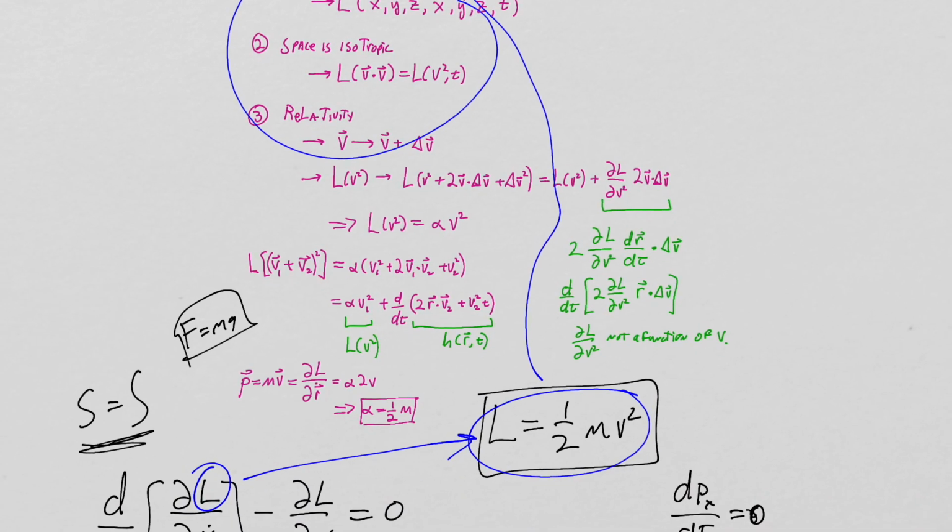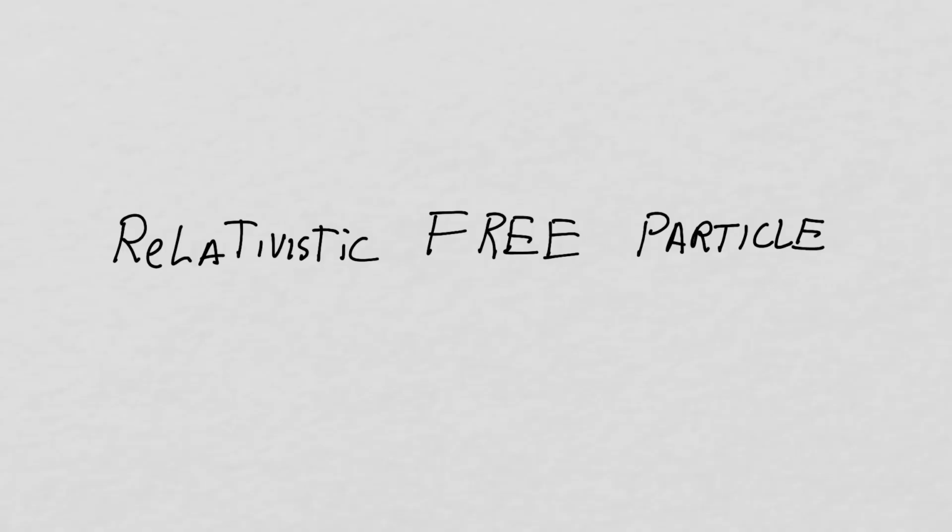That's the point of doing this for a free non-relativistic particle. And where did non-relativistic come in? It came in because our principle of relativity was Galilean. So now what happens when the principle of relativity is no longer Galilean? All right, so now we're going to look at the relativistic free particle.